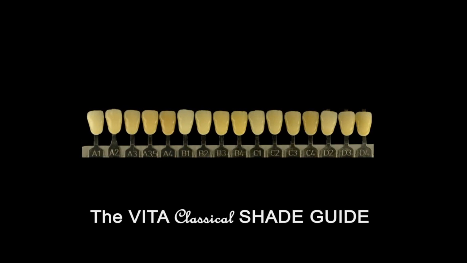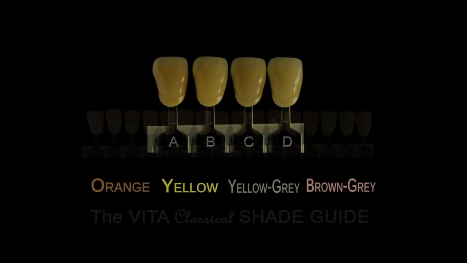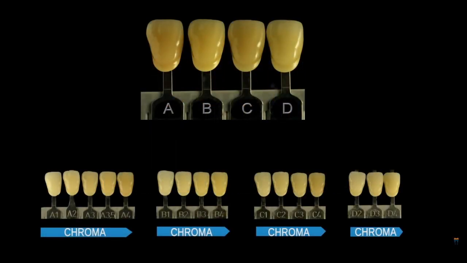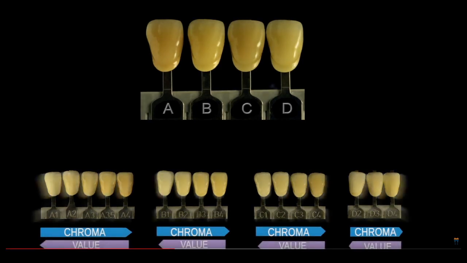So we can see this arrangement of the Vita Classic Shade Guide, and now I'm going to talk about the meaning of each shade. A is related to orange, B to yellow, C to yellow-gray, and D to brown-gray. What does it mean? When we go toward D, we have more chroma in the color. When we go toward A, we have more value, so A is brighter, right? And D4 is darker. That means value. And what about the chroma? Chroma is the saturation of the color.